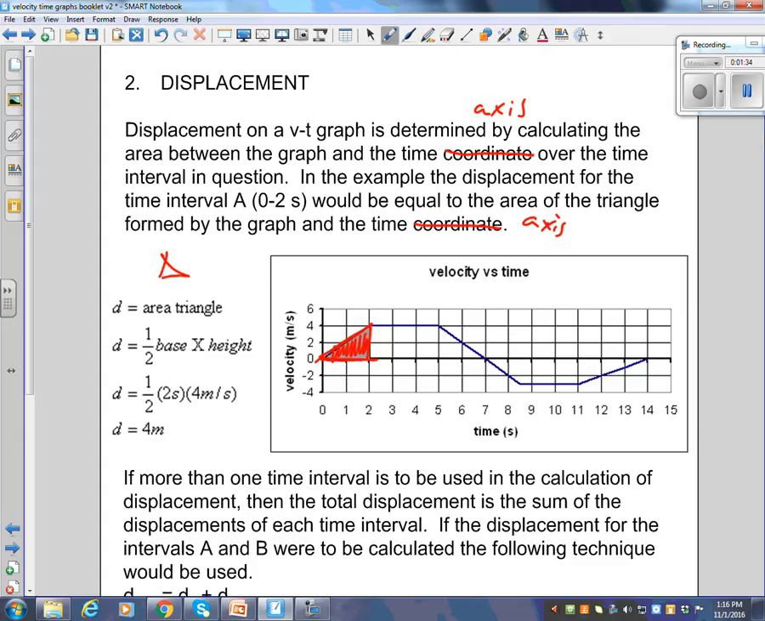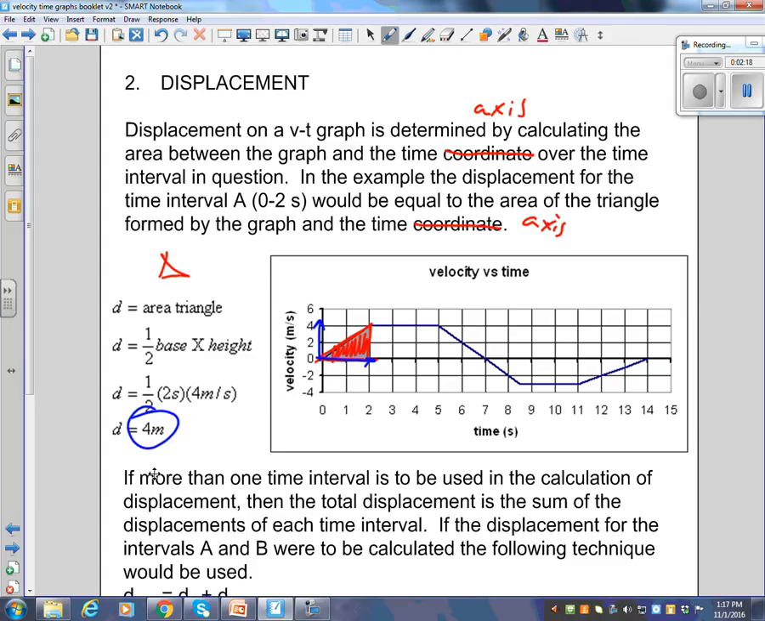So let's have a closer look at this triangle. What is the value of the base? Well, the base goes from 0 all the way to 2. So how long is the base of my triangle? 2, right? From there to there is 2. And what is the height of my triangle? Now it's 2 squares, but you'll notice that it goes up by 2's, so the height of the triangle is actually 4. So I've got 1/2 the base times the height, 1/2 of 2 times 4. 4 times 2 is 8, times a half is 4 meters. So we would say that the displacement from 0 to 2 seconds is 4 meters.